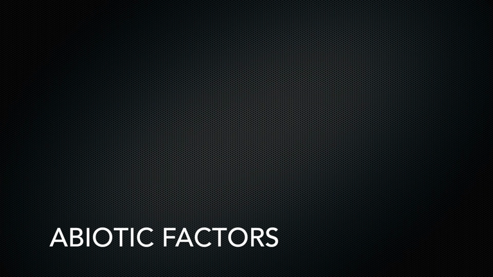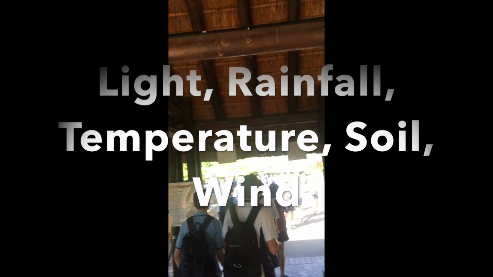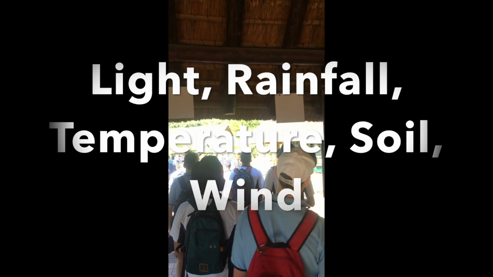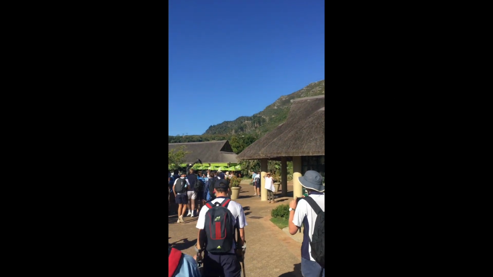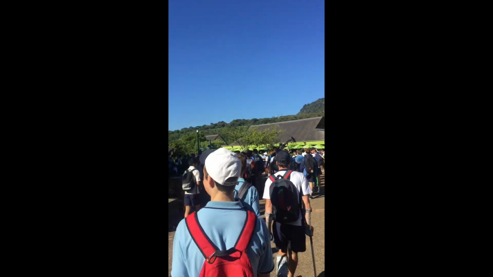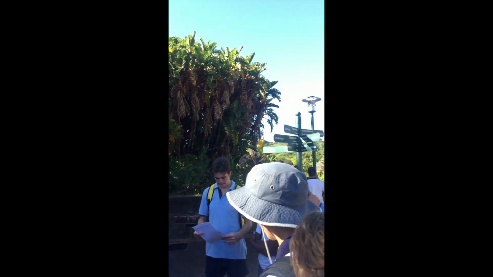Light. Light is necessary for photosynthesis. It affects the distribution and growth of plants. Light affects all plant groups. Rainfall. Rainfall helps with the growth of plants. Rainfall can also damage plants, compact soil, or cause erosion. Rainfall affects all plant groups.